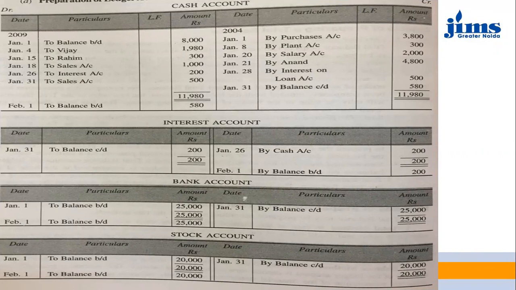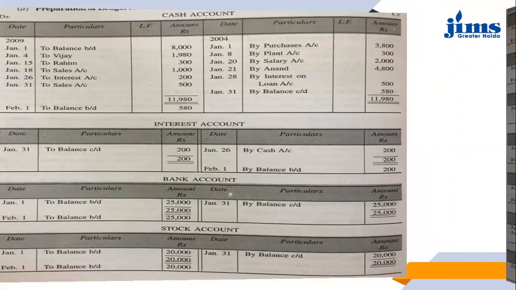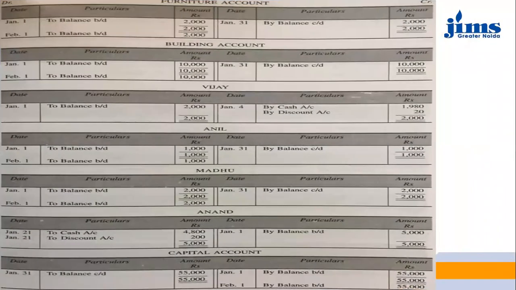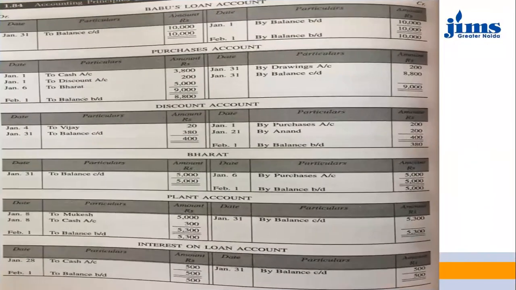This is for the cash. Then next is your discount account. We'll go to the discount account. Discount is getting debited in this case. We will go to the debit side, to Vijay, because Vijay is getting credited. So for the debit accounts, we will write the credit account entry here. So to Vijay, 20 rupees will appear on the discount account debit side.